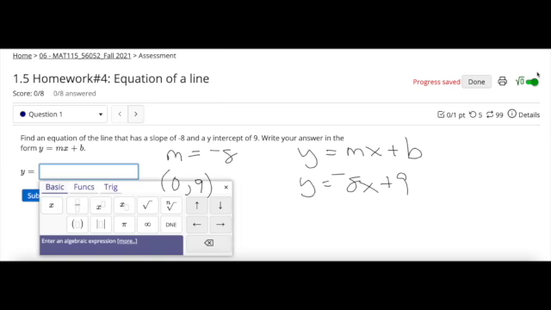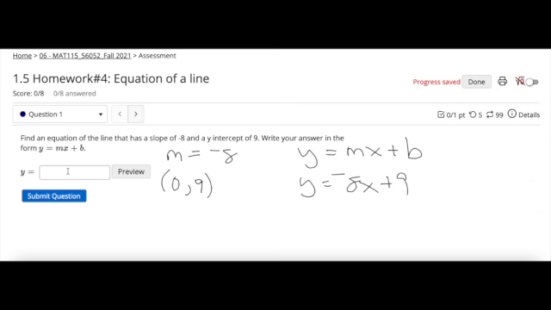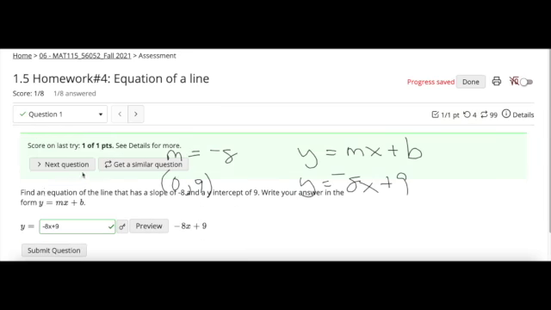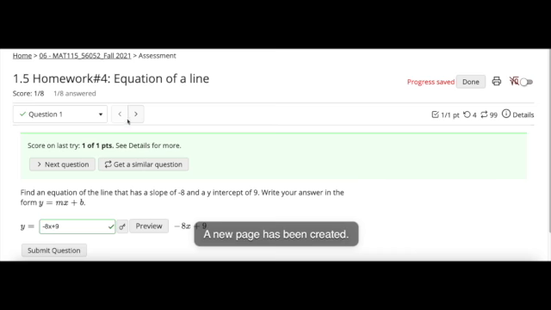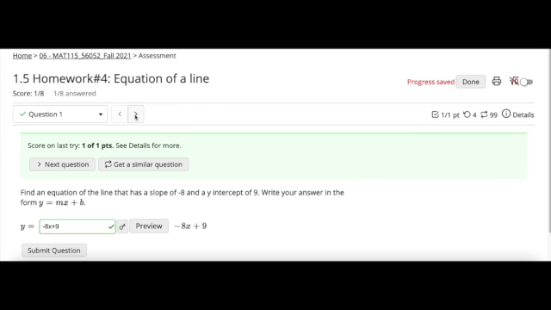So let me get rid of this tool thing because I don't like it. Negative 8x plus 9 should be about to do it. Submit, and we got that right. So that's all we really need to do with this. We just need to keep going and hit the second question, do the same thing, and just knock it out.